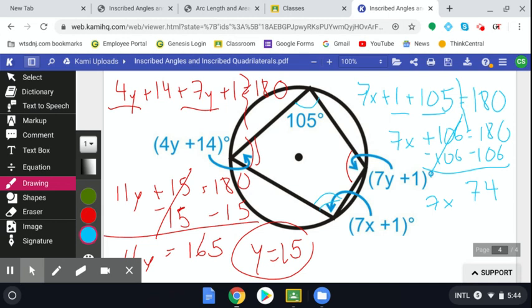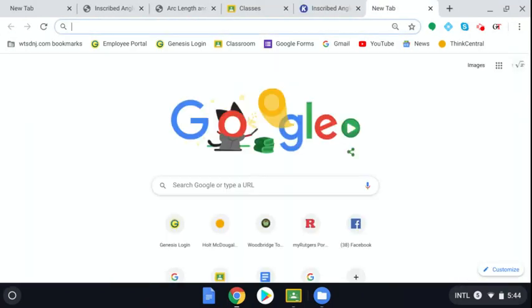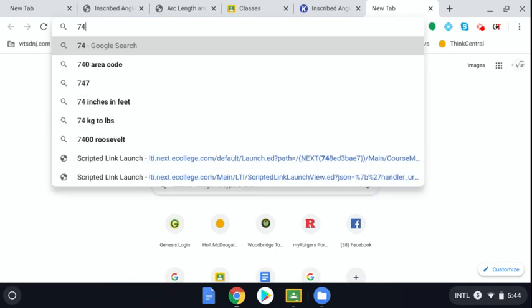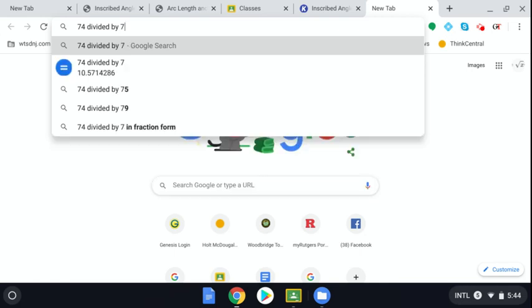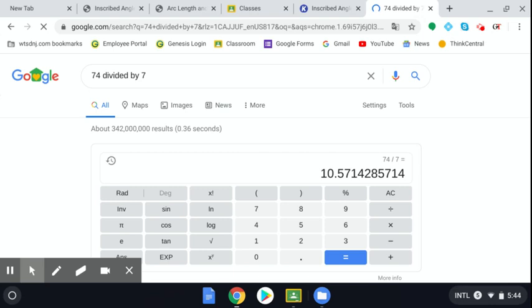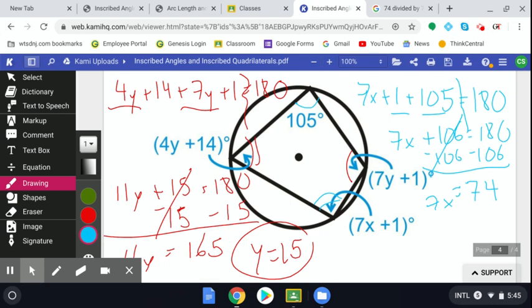Let me just double check. 7x plus 1 plus 105 is 180. Yeah, that's going to give me a decimal. So I'm going to enter that on the calculator. 74 divided by 7. And my answer there is 10.57. I can round it to 10.6. So x is about 10.6 units. Okay?